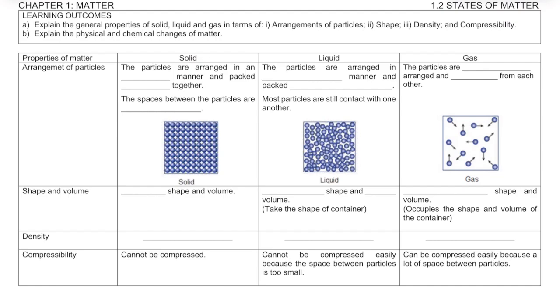In 1.1, we have learned that matter is anything that has mass and occupies space. Matter also exists in solid, liquid, and gas. So in this 1.2, we will learn about the characteristics of solid, liquid, and gas, and we will compare them to each other. First, the property we're going to look at is the arrangement of particles. First, we're going to look at solid.